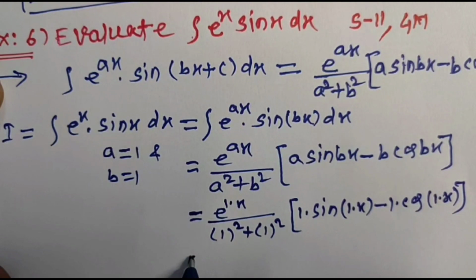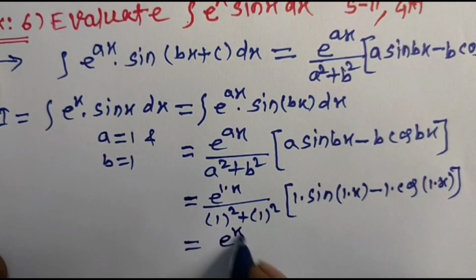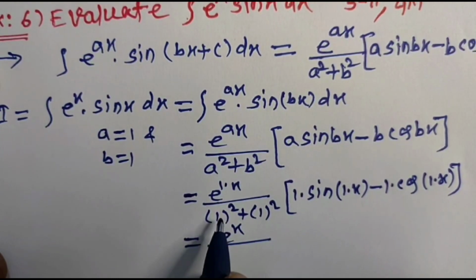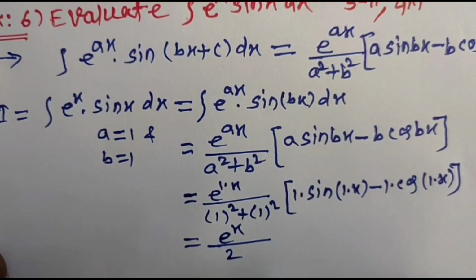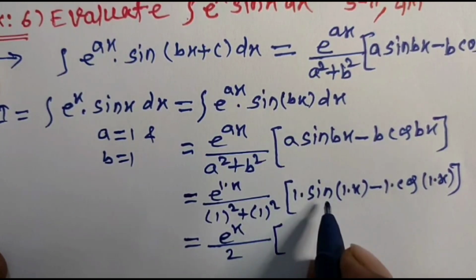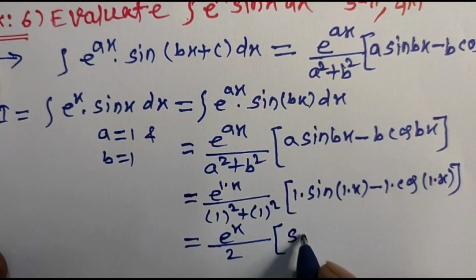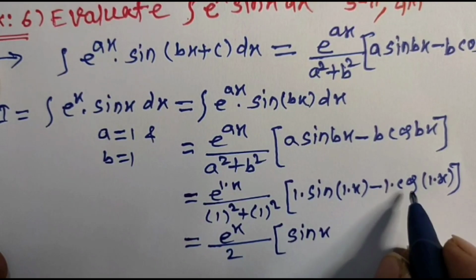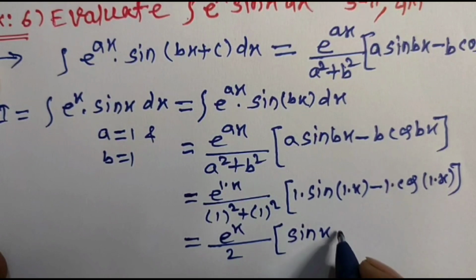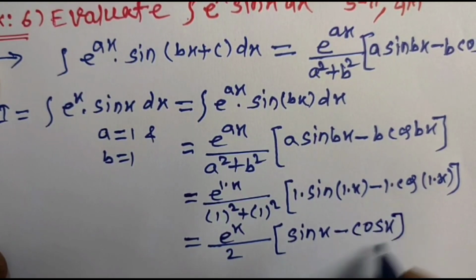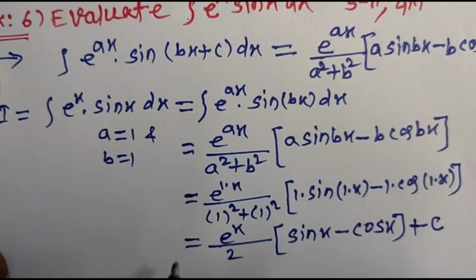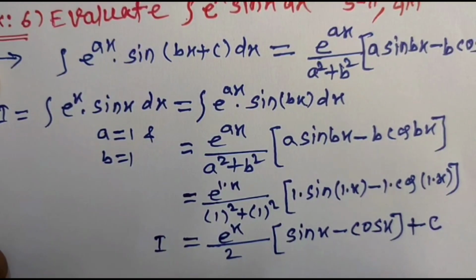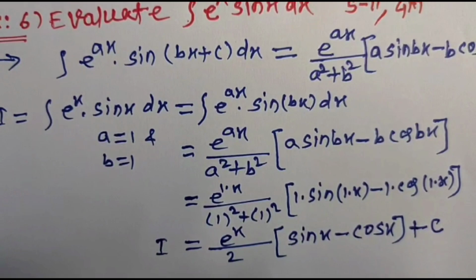So this is equal to e to the power x divided by 1 square is 1 and this 1 square is also 1, 1 plus 1, 2, into bracket 1 into sine of 1x, that is sine x, minus 1 into cos of 1x, that is minus cos x, plus integral constant c. So this is the value of the given integral I, and this is the final answer of the given problem.